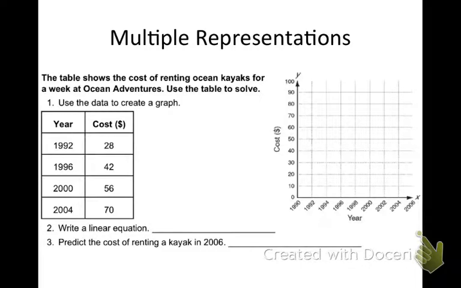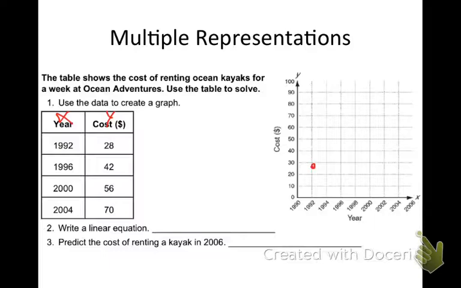So number 1 here. The table shows the cost of renting ocean kayaks for a week at Ocean Adventures. Use the table to solve. Use the data to create a graph. So number 1 says use the data to create the graph. So I'm going to plot the coordinates. Now if I look down here, my year, those are my what coordinates? Those are my x coordinates. And the cost, that would be my y coordinates.